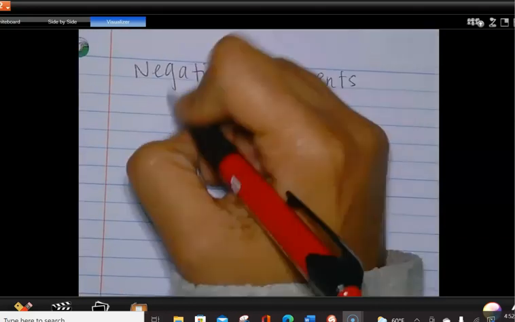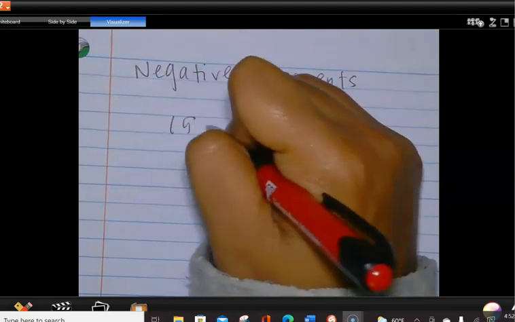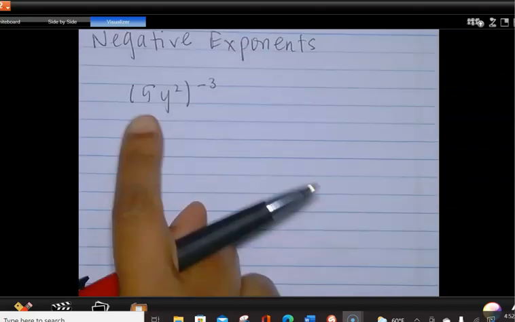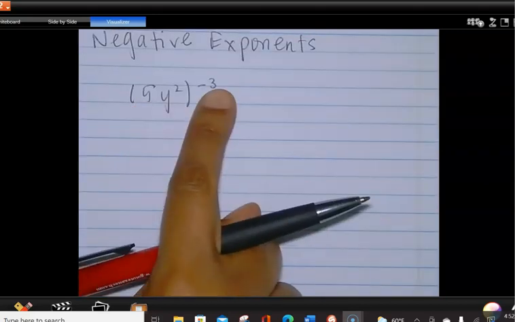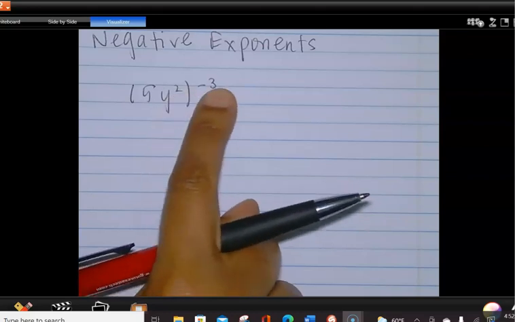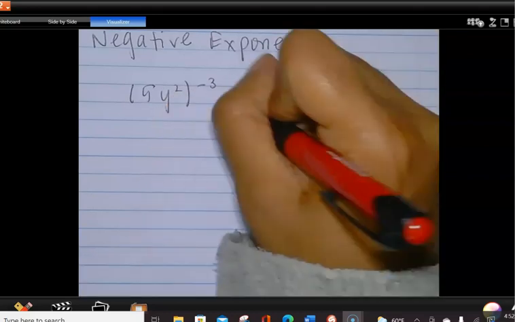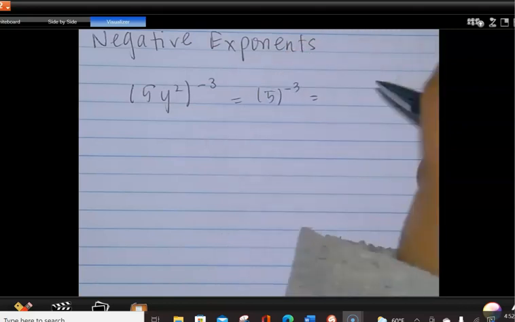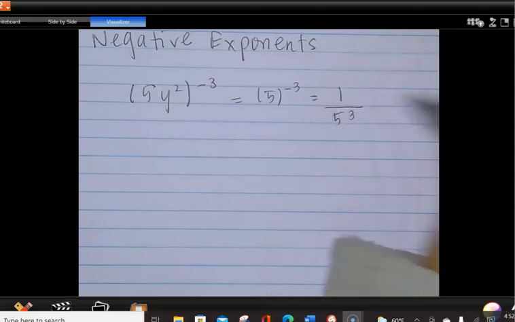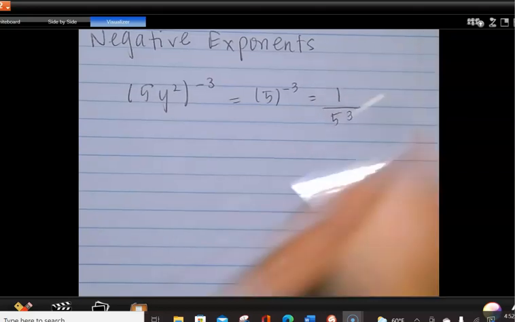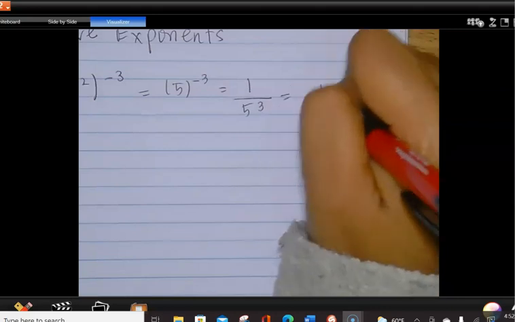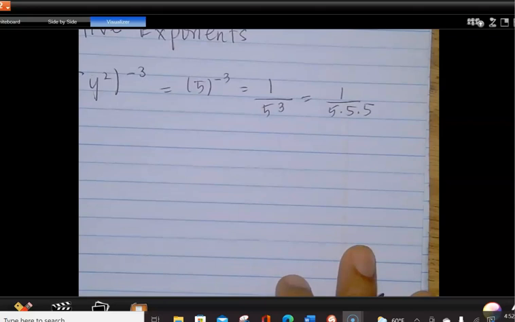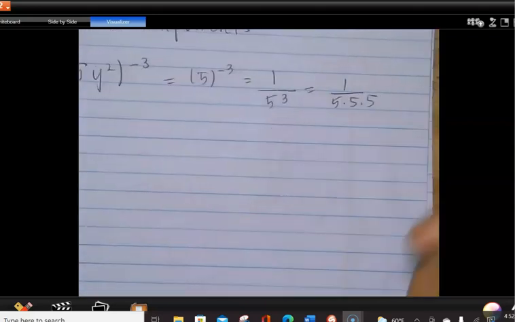All right, for number 9, we had 5y squared raised to the negative 3, or negative third. So again, this is like the A, raise it to this, and then again here I end up raising this to this, so I'm multiplying. So I have 5 raised to the negative 3, which becomes, right, 1 over 5 cubed. Okay, and then when I expand this out, that's 1 over 5 times 5 times 5. We should get 1 over 125.